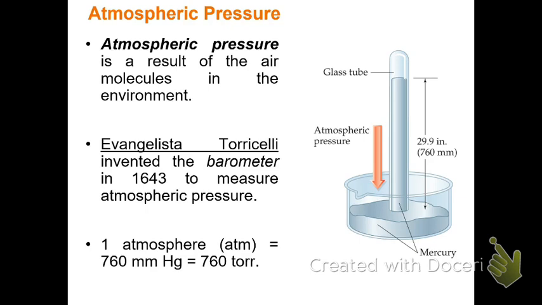So atmosphere right here is a unit of pressure, and it has the symbol ATM. 1 atmosphere is equivalent to 29.9 inches of mercury, which is also equivalent to 760 millimeters of mercury, or 760 torr. Torr is short for Torricelli, or we just call it torr, 760 torr.